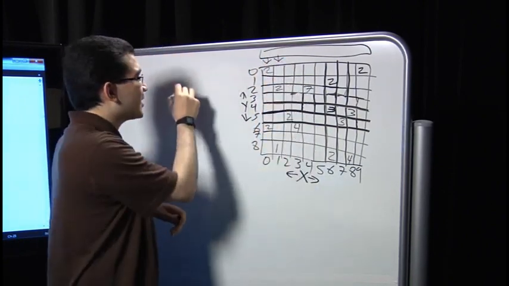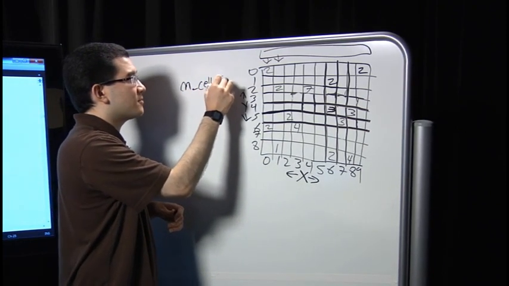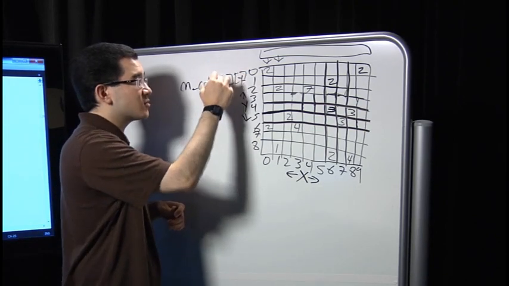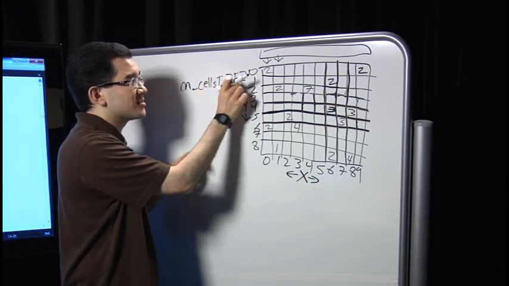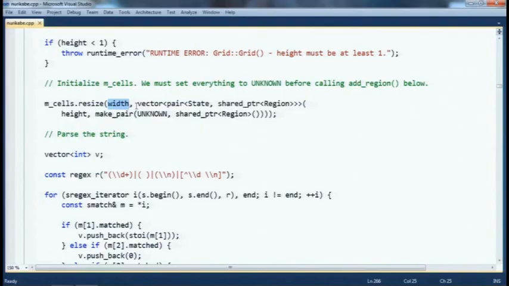This is simply so that I can say mcells xy. Because I want to put xy here and not reverse them, then the first coordinate needs to be width long and the second one needs to be height long. So that's what I'm doing here. And then I'm going to initialize every element of my grid to be unknown state and to have no region at all. It's important that I do this now because subsequent parts of my constructor are going to assume that the grid has been initialized to unknown.